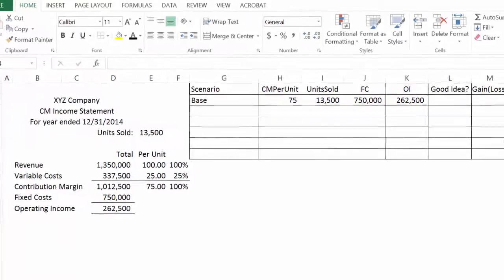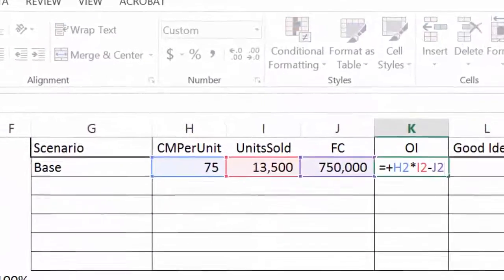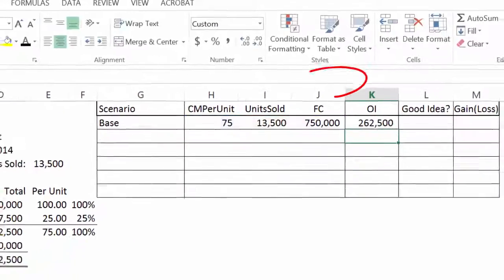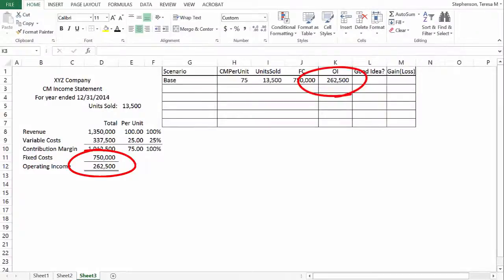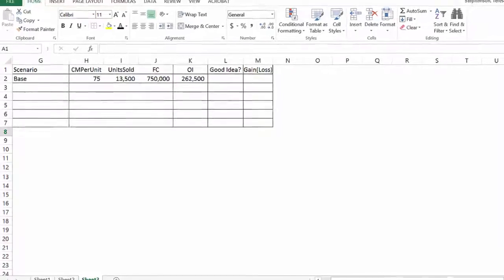If we go into cell K2 and look at the formula, you can see that I am taking the contribution margin per unit times the units sold minus the fixed cost. That is the CVP equation, and it gives us the same net income as the contribution margin income statement does. So you could consider this to be a very short way of doing a contribution margin income statement. I'm going to go ahead and hide these columns, and we'll just work with this table.